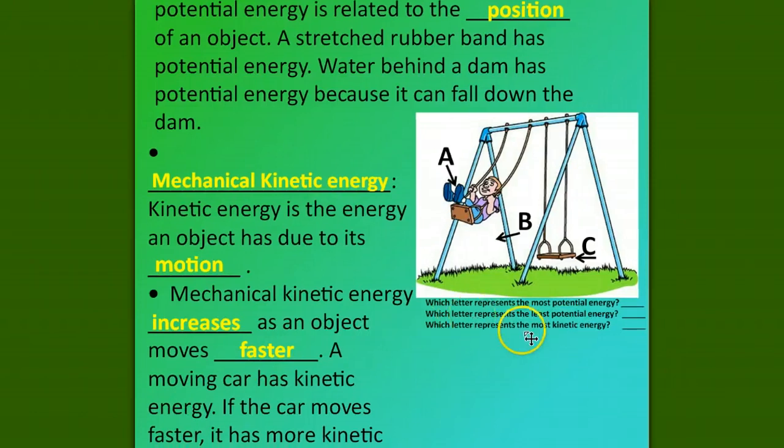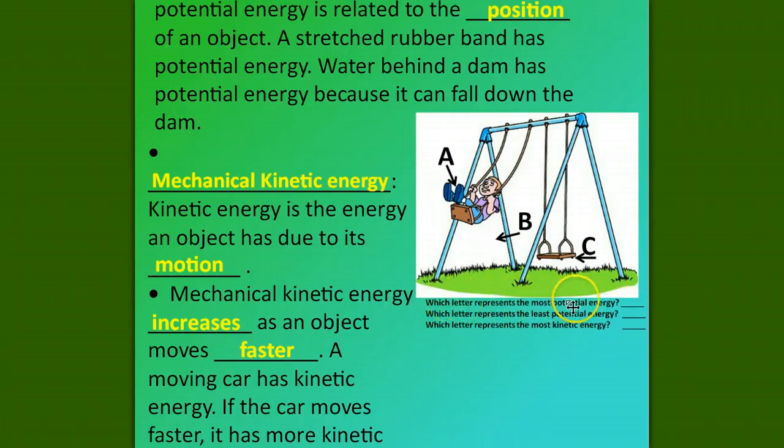Okay, let's see what you guys chose. Well, let me show you. Whenever the swing is just sitting still, like it is in C, that's when it's representing the least potential energy. It has potential to move, but it's not moving in any way, shape, or form yet, so the second answer right here should be C.